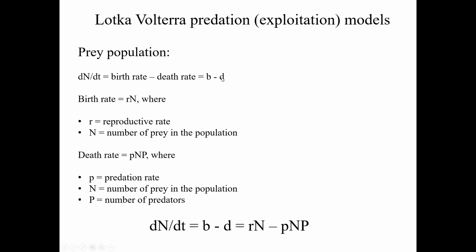The death rate, making the assumption that everybody dies because they're eaten, also allows us to specify how that happens. So the rate at which animals die in the population depends on the number of organisms in the population times the number of predators there are that can eat them, times this little p, which is the rate at which one predator catches one prey. So this is the predation rate. All right, so this represents the deaths, this represents the births.